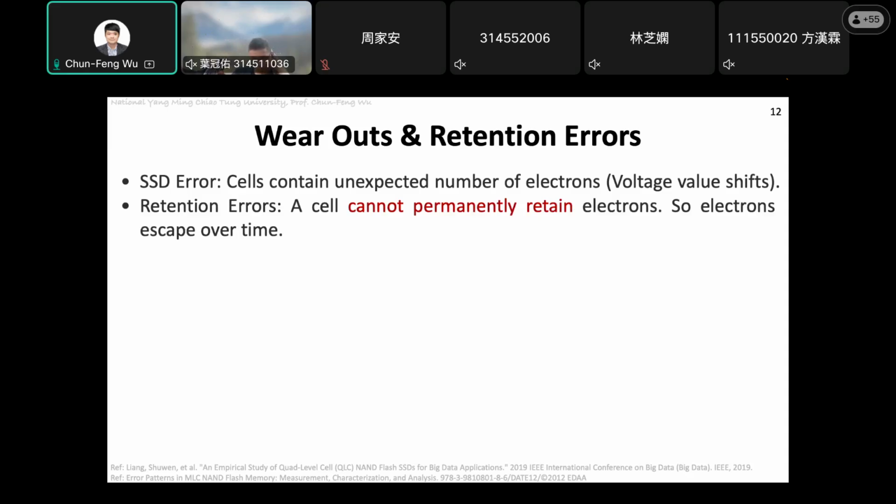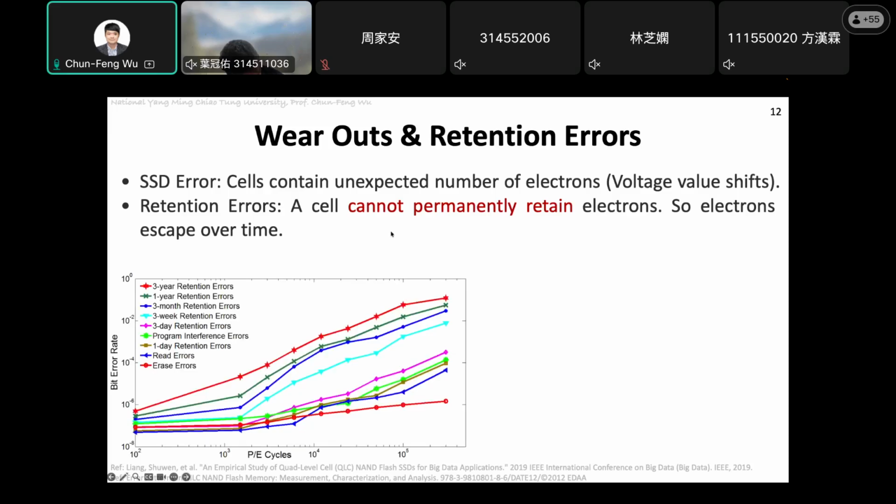There are various types of errors here. We first talk about one error, called retention errors. The definition is that a cell cannot permanently retain electrons, so electrons escape over time. What does that mean? It means even if you put your SSD aside and don't do any reads or writes, one day the data will get errors.